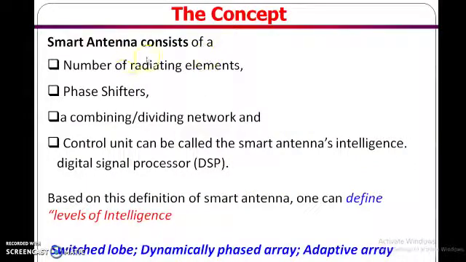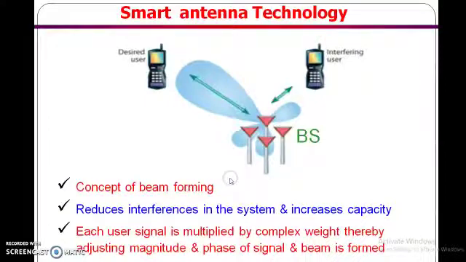So the smart antenna consists of a number of radiating elements, meaning antennas, phase shifters, combining and dividing networks, and a control unit. We call it the smart antenna's intelligence: digital signal processing. This block is very important. This DSP processor is present in the case of the adaptive array system, and in the phase array system it will not be present. That is the difference. See, this is the way. If this is the desired user, it focuses the beam only in that direction, whereas for the undesired user or interference user, it focuses the null.